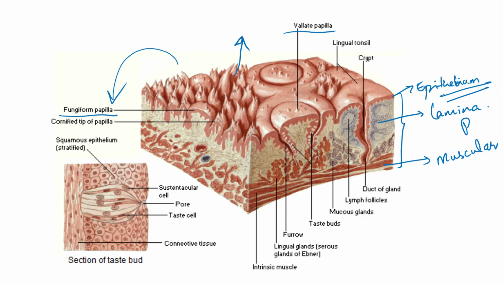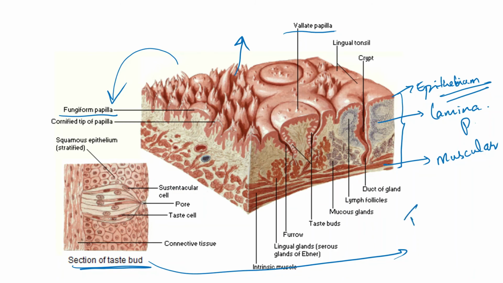The taste bud, this is the enlarged picture showing the section of the taste bud. The taste bud lines the epithelium of the tongue. It is modified epithelial cells arranged as a spherical mass within the epithelium itself. The taste buds are mainly located in certain areas of the oral cavity and the pharynx.